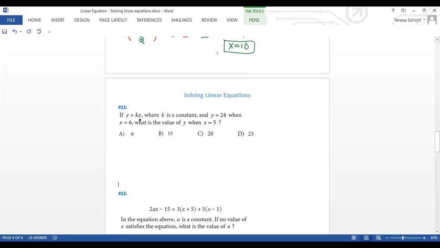Let's say y equals kx, where k is a constant. y is equal to 24 when x equals 6, right? So that means 24 is equal to k times 6. So what is my k here? k is 4. So I want to find the y value when x equals 5. So we just have 4 times x, so it'll just be 4 times 5, which is equal to what? It's 20, right? So it's a very, very super easy question here.